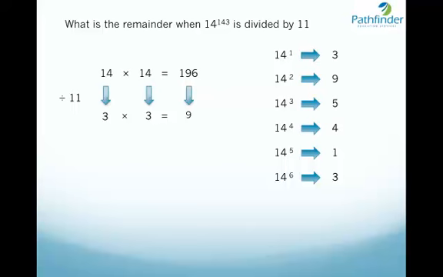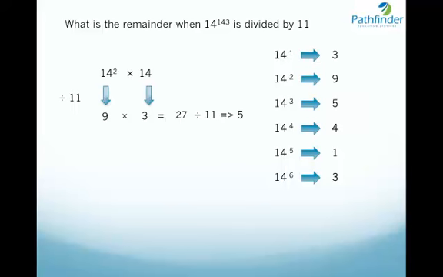In the next stage, we are required to find the remainder when 14 cube is divided by 11. So we break 14 cube as 14 square into 14. What is the remainder when 14 square is divided by 11? We just obtained that. The remainder is 9. What is the remainder when 14 is divided by 11? The remainder is 3. 9 3s are 27. 27 is larger than 11, so again divide 27 by 11, and we obtain a remainder of 5. So 14 cube when divided by 11 gives us a remainder of 5.